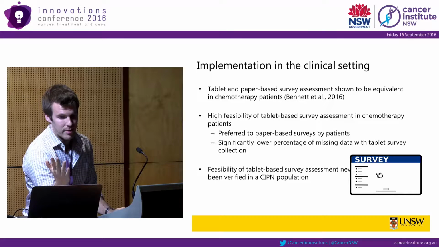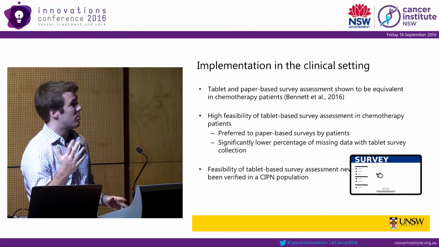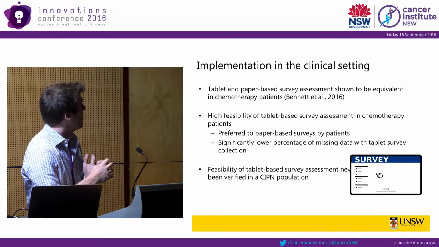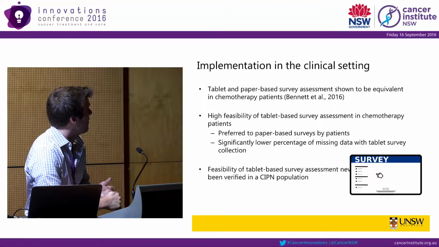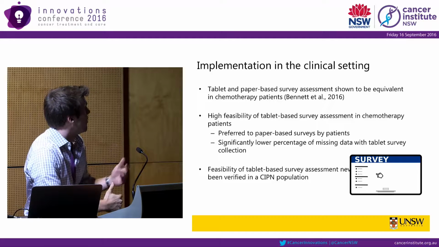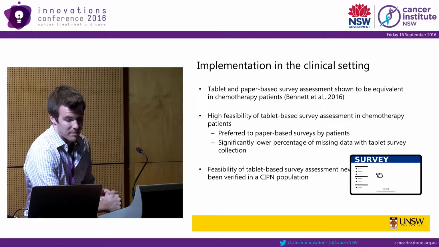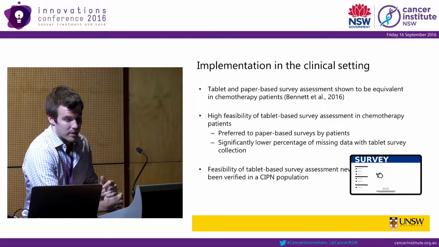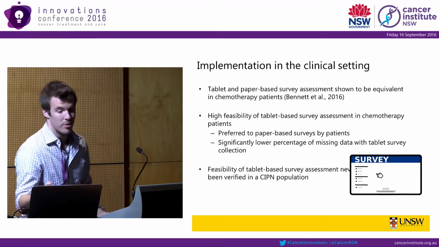A bit of background on the tablets here. Tablet and paper-based survey assessments have been shown to be equivalent in chemotherapy patients, also highly feasible and even preferred to paper-based assessments by patients. And unsurprisingly, they're correlated with a lower percentage of missing data compared to paper-based assessments. That said, the feasibility of tablet-based survey assessments has never been verified in a CIPN population before.